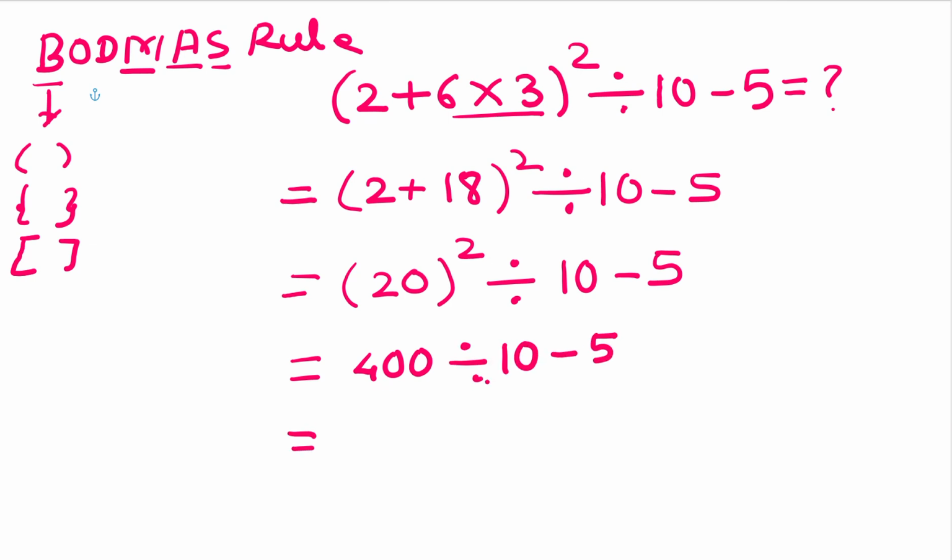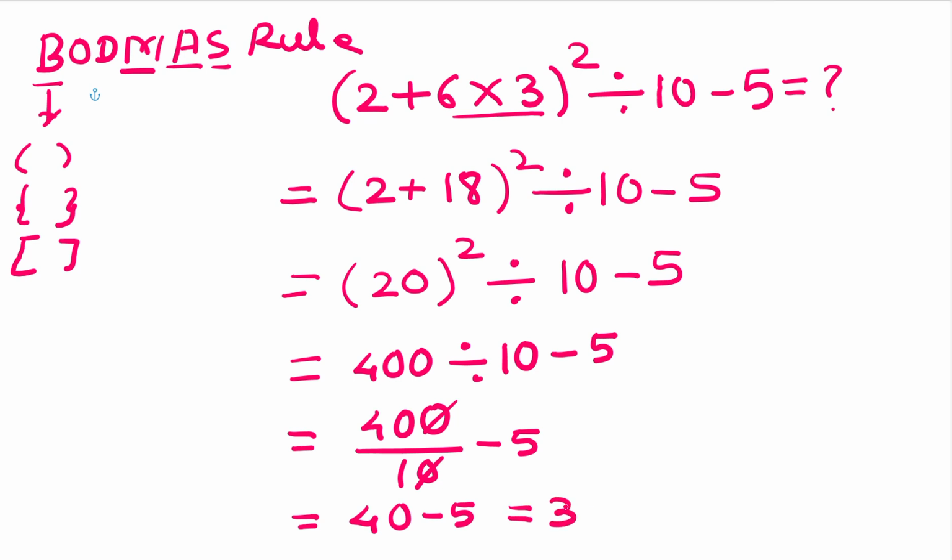So we write 400 divided by 10, and minus 5. The zeros cancel, and we get 40 minus 5. So what is the final answer? 40 minus 5 is equal to 35, and the answer to this expression is 35.